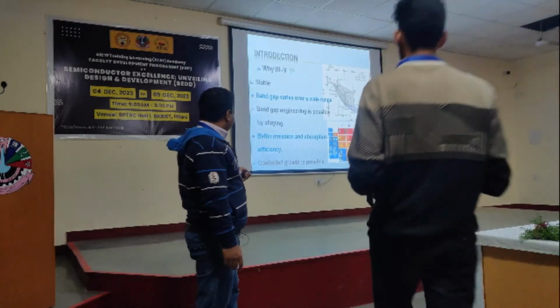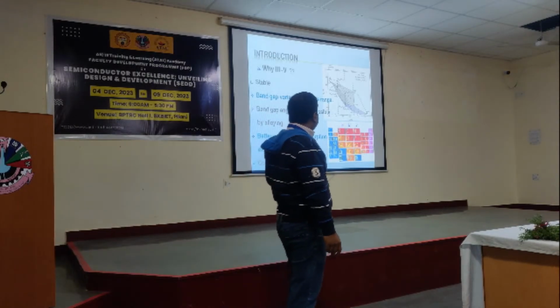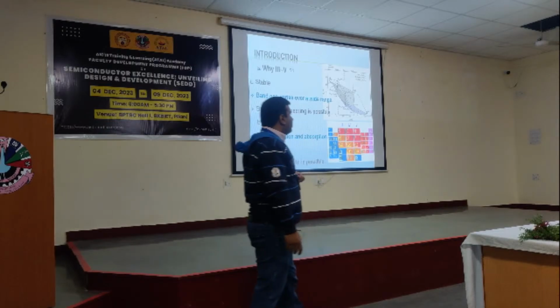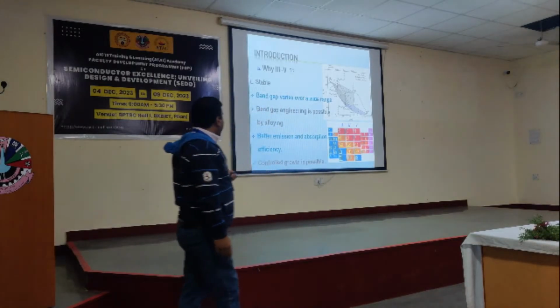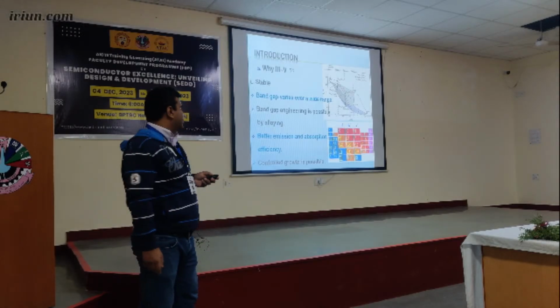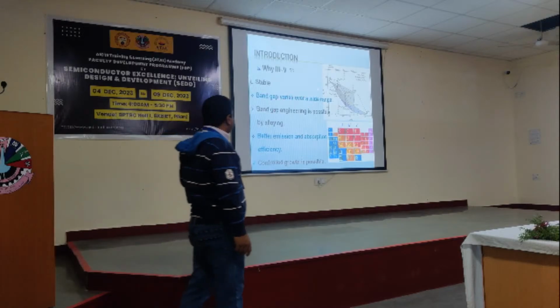Now, basically gallium arsenide is a 3-5 compound. Why 3-5? You see the periodic table, 3-5 is nothing but the group 3 element and group 5 element in the periodic table, right? Now, why are scientists more interested in case of your 3-5 semiconductor devices? Because it is comparatively stable material than the other sorts of material.